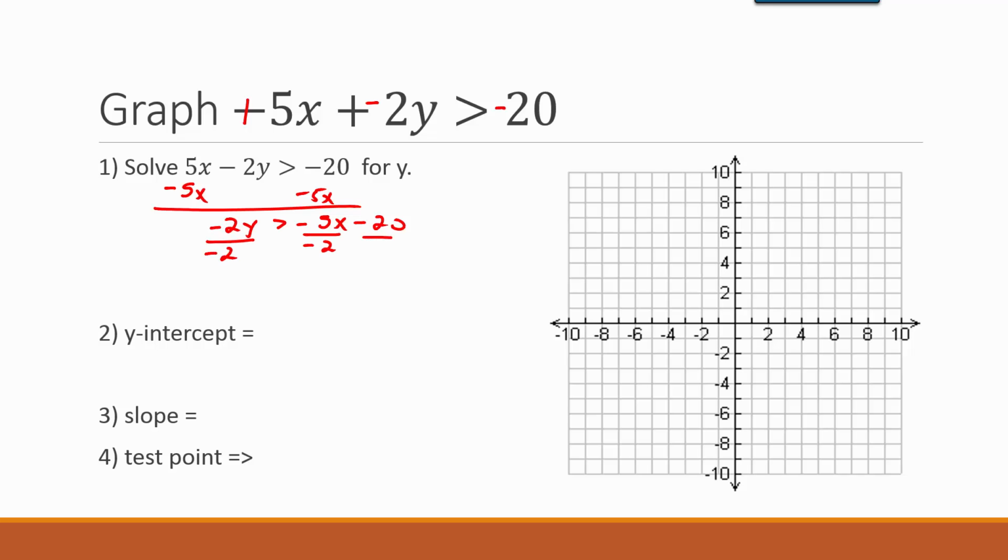Now remember, we are dealing with inequalities. And when we divide both sides by a negative, we have to remember to flip our inequality symbol. So that becomes y is less than 5 over 2 x. Negative over negative again makes positive 10. So my y-intercept, (0, 10). My slope, which is already in fraction form, 5 over 2.